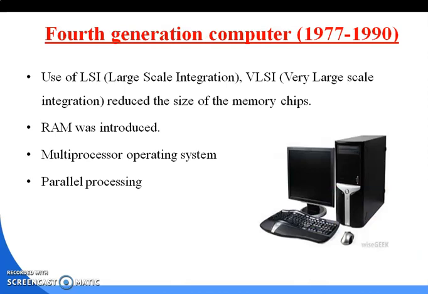Next is your fourth generation computer, where LSI and VLSI circuits were introduced, which reduced the size of the memory chips. RAM, random access memory, was introduced. Multiprocessor operating systems and parallel processing are used. Whatever computers we are using are generally fourth generation computers. The era is 1977 to 1990, VLSI circuits and RAM were introduced, with multiprocessor operating systems and parallel processing.